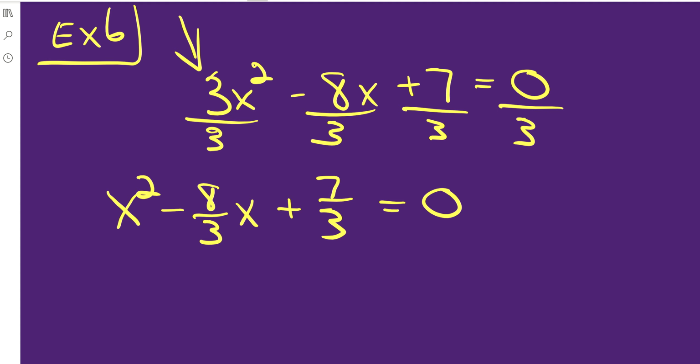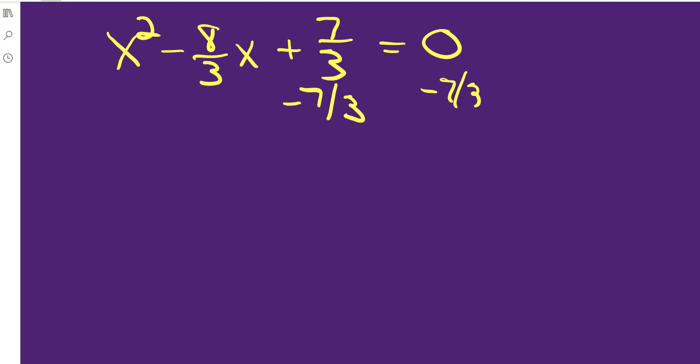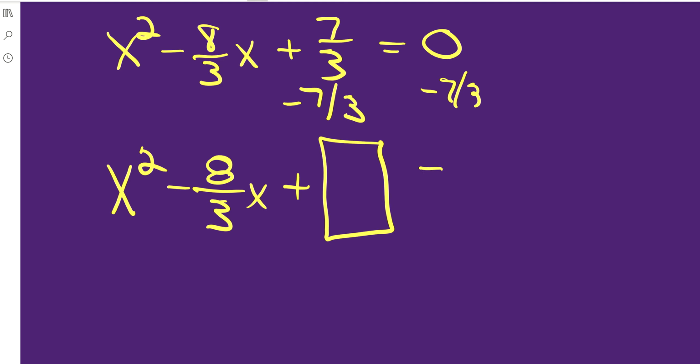Okay, what did I do there? I accomplished getting the lead term's coefficient to be 1, so I divided everything by the lead coefficient, which is 3. All right, so now I want to clear c out of the way, so I'm going to subtract 7/3 from both sides, and I'm going to have x squared minus 8 over 3 x plus blank equal to -7 over 3.